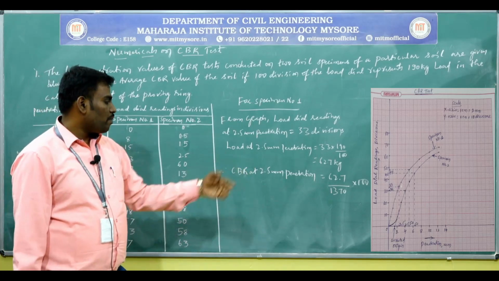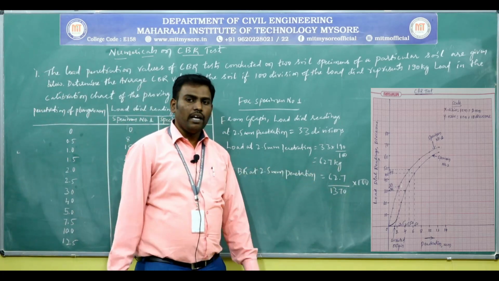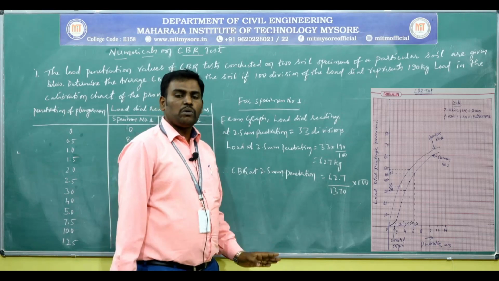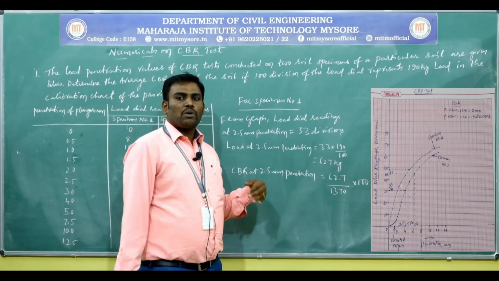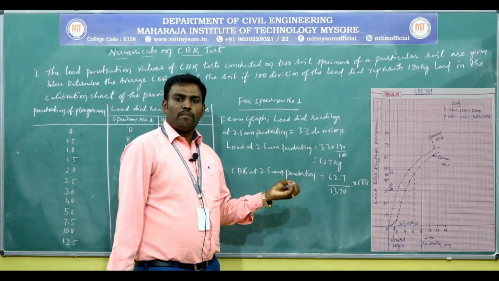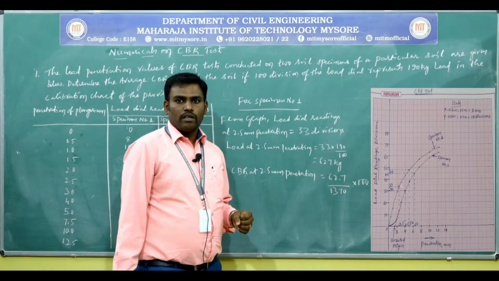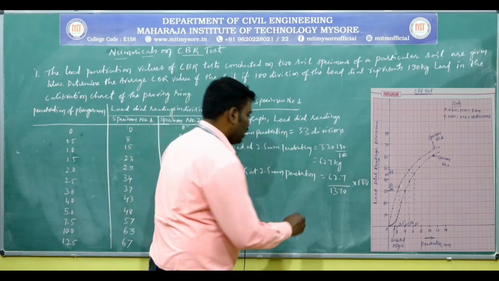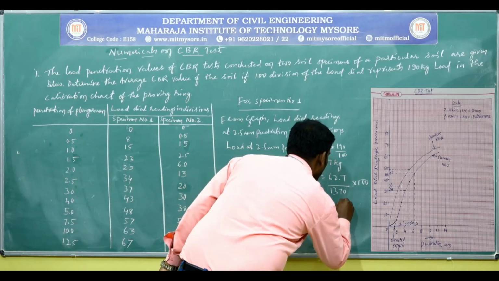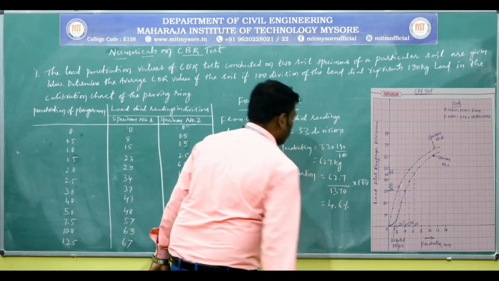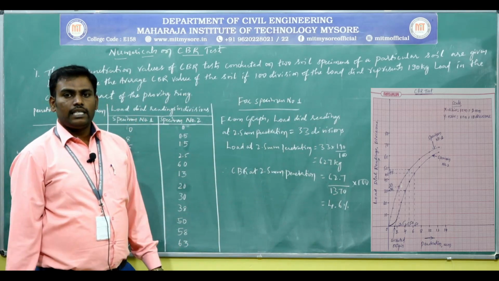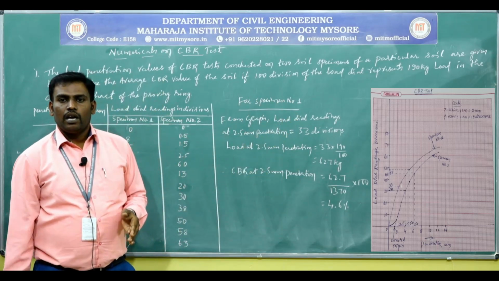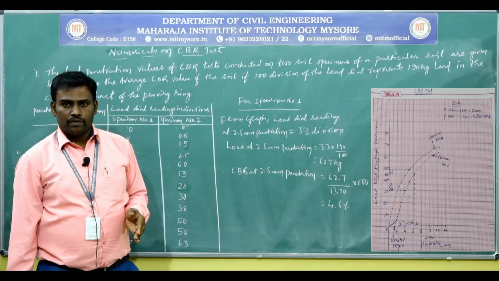What is the CBR at 2.5 mm penetration? 62.7 divided by 1370 multiplied by 100. You may get about 4.58. Usually for the CBR value we round off to one digit after the point. So it is approximately 4.6%. 4.6% is the CBR of specimen number 1 at 2.5 mm penetration.